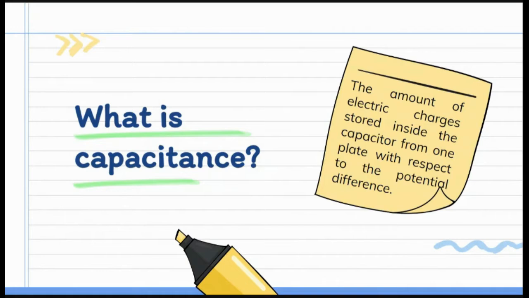So meaning capacitors are materials that store electric charges. And if a capacitor stores electric charges, then the output of it would be a capacitance. Again, by definition, capacitance is the total amount of electric charges that is being stored inside the capacitor.